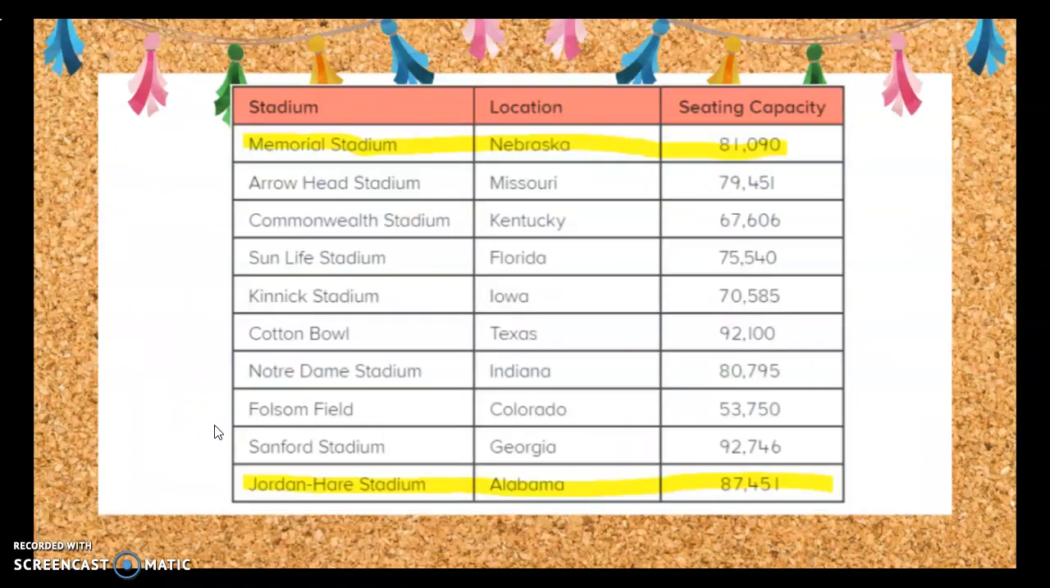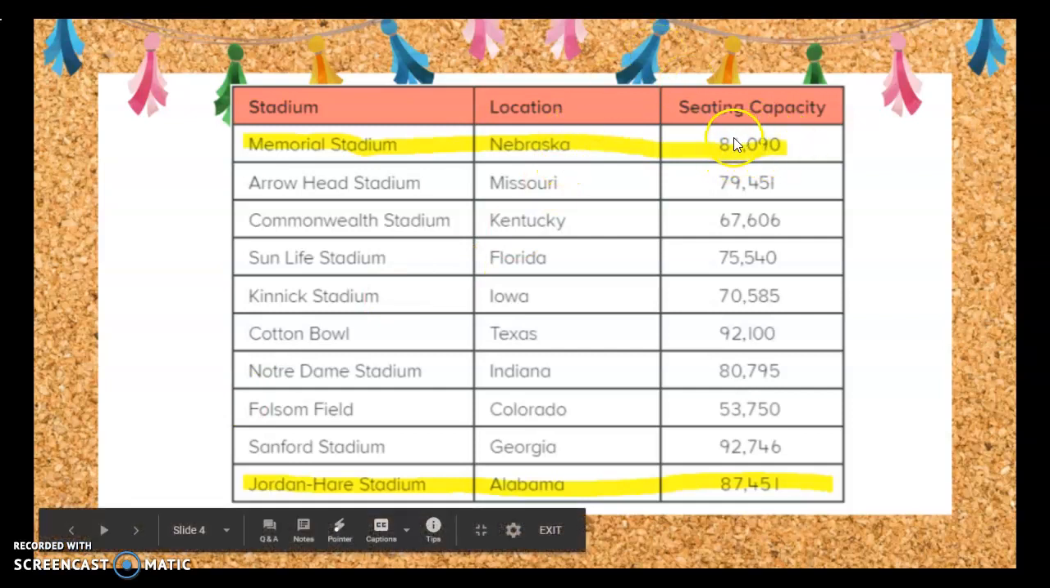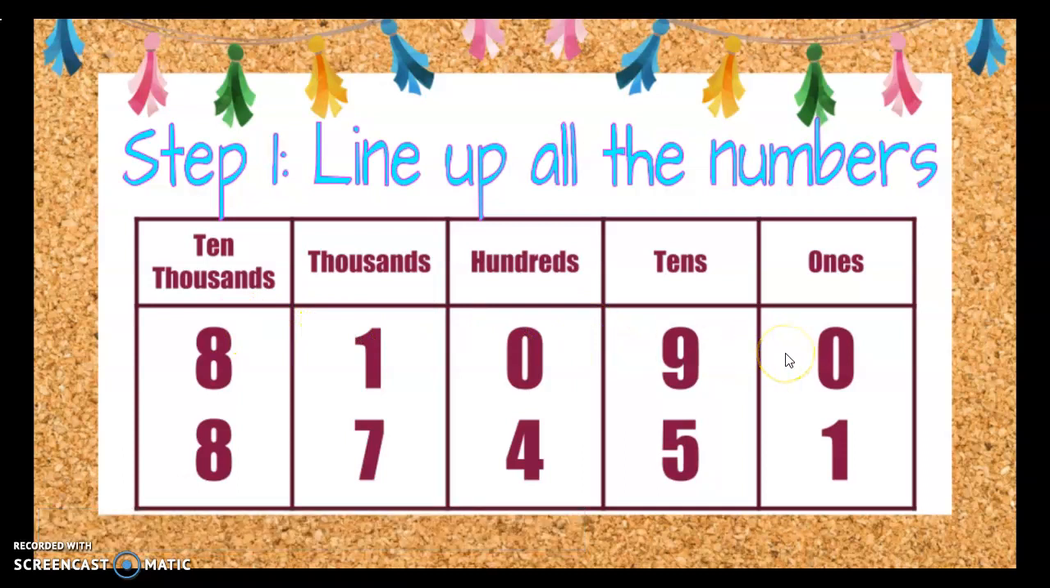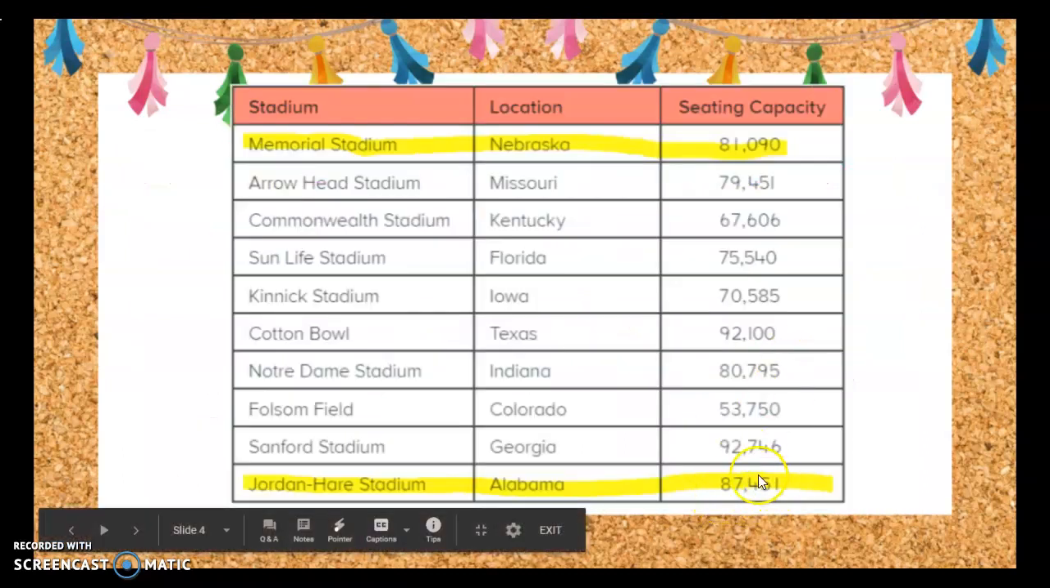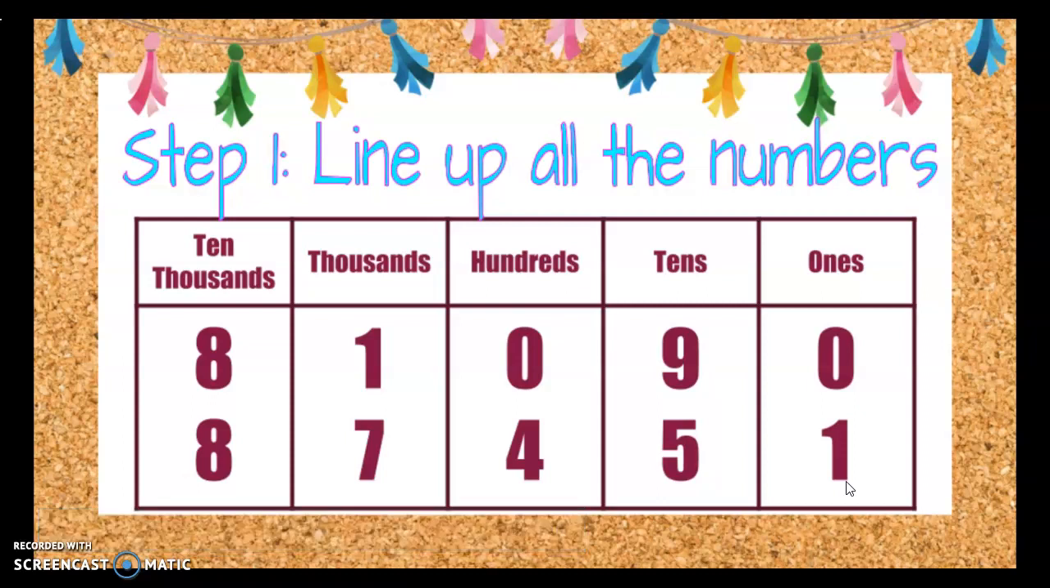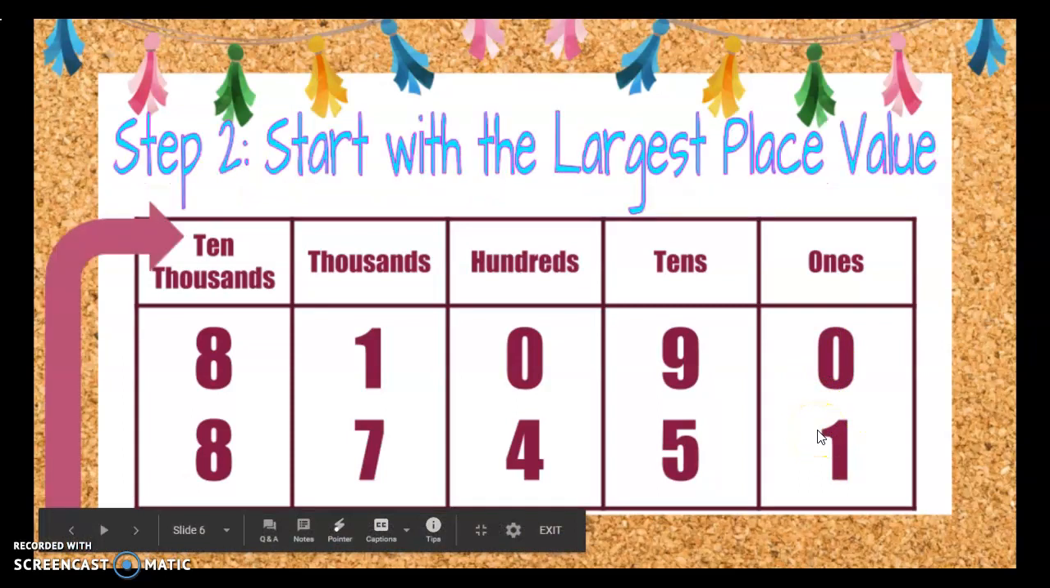Those numbers I got were from the table. So you see here 81,090. Alabama was 87,451. So all I did was copy my numbers from the table into my place value chart, lining them up starting at the ones place.